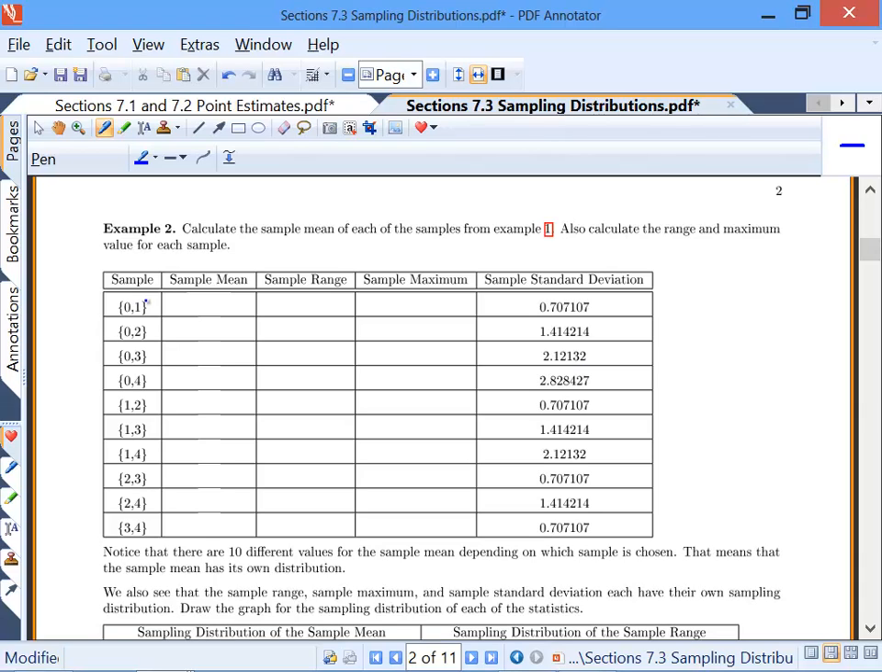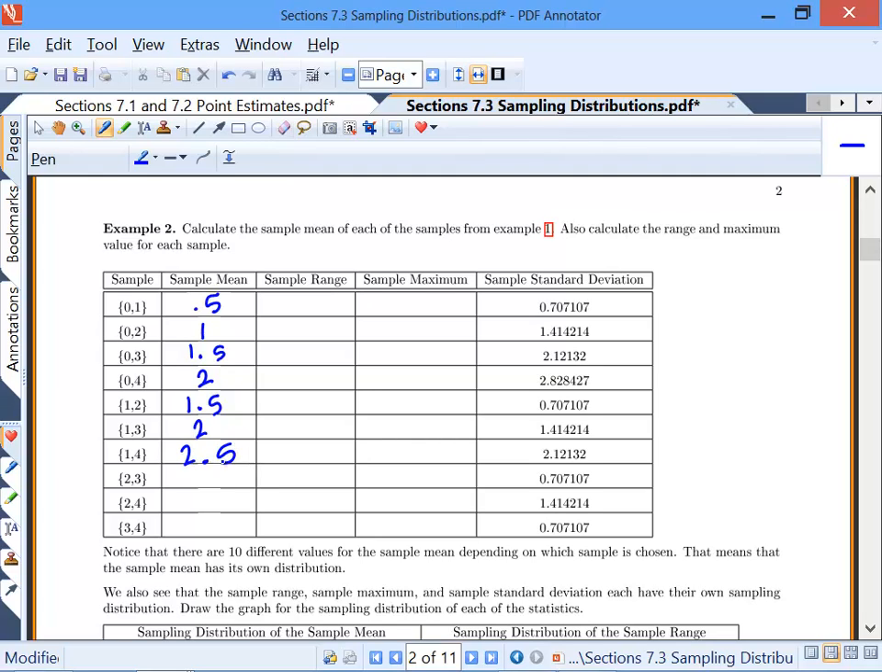So for the mean, if my numbers are 0 and 1, how can you find the mean of those two numbers? The mean is add them up and divide by 2. So my mean for this one is going to be 0.5. The mean for my next sample is 1. Then 1.5, 2, 1.5, 2, 2.5.